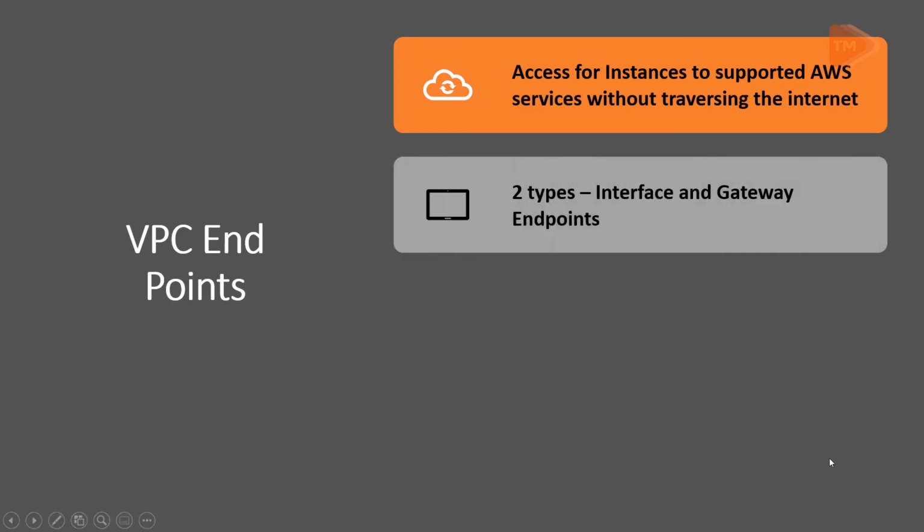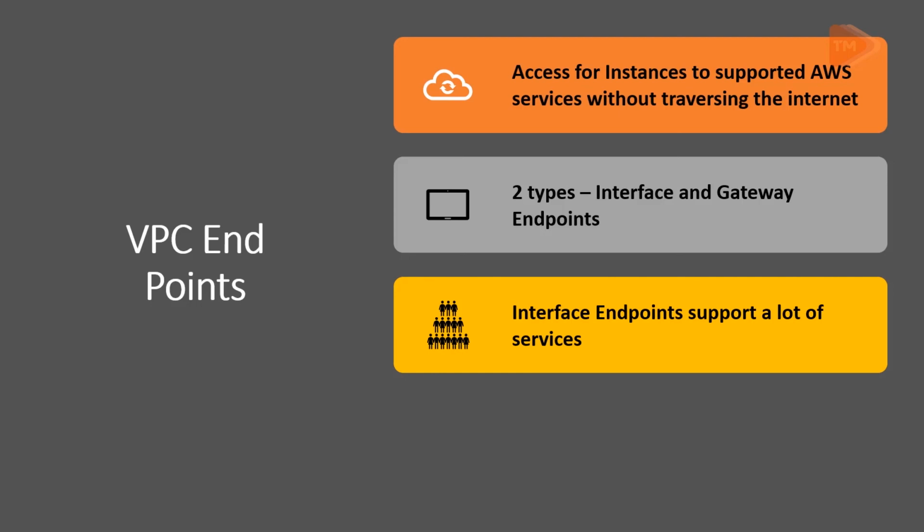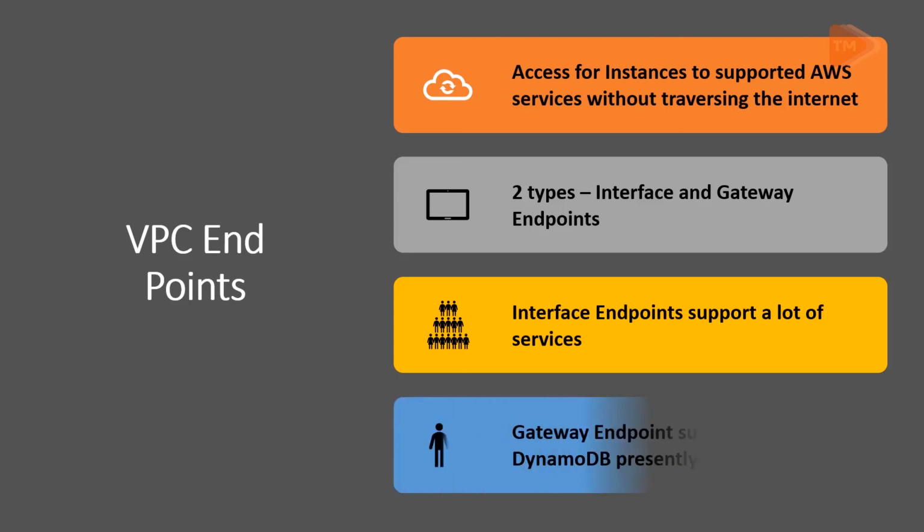There are two types of endpoints, which are interface and gateway endpoints. Interface endpoints support a lot of services. There are a plethora of services which are managed under the interface endpoints. We'll have a look at it when we do the practical sessions. Interface endpoints are not something that we're going to create, but you'll see that there are a plethora of services handled under it. We will probably be looking at gateway endpoint support.